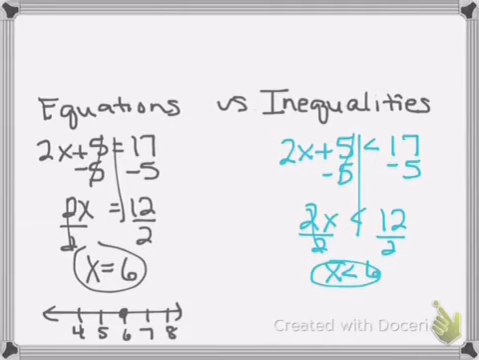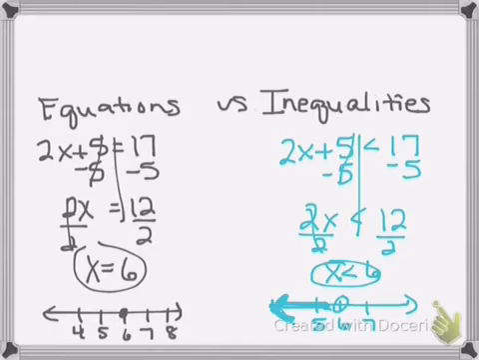Notice it's not x equals 6. It's x is less than 6. So when we graph this, anything that's less than 6 is a solution. In other words, anything less than 6, if you plugged it in for x in the original inequality, would make it a true statement. So let's just pick a number. Let's pick maybe 5. If you were to insert 5 in place of x, 2 times 5 is 10, plus 5 is 15, and 15 truly is less than 17.